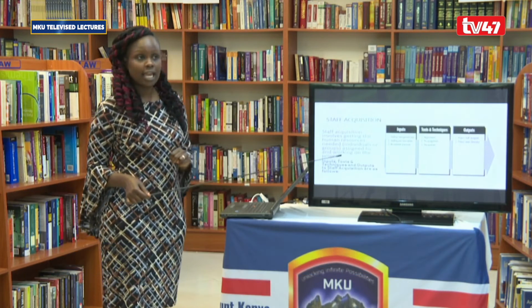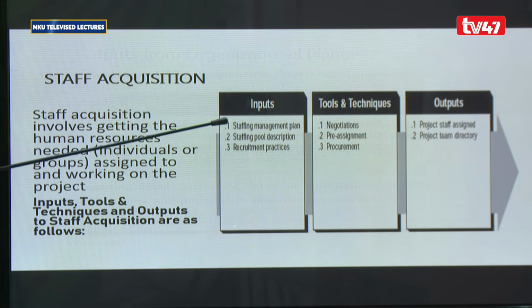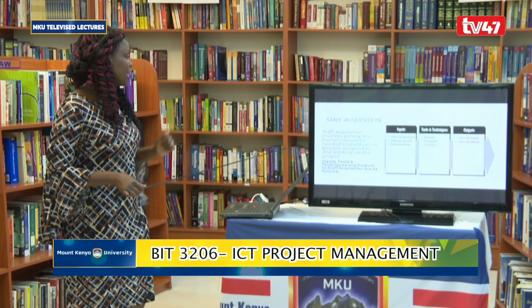Now we go to our second process. After organizational planning being our first process of human resource management processes, our second process is staff acquisition. We need to acquire the people who are going to work on this project. Staff acquisition deals with getting the human resources, whether individuals or a group of individuals, that will be needed to work on the project. You could have individual project team members, or you could have a group of project team members. So you need to acquire these people required to work on the project.